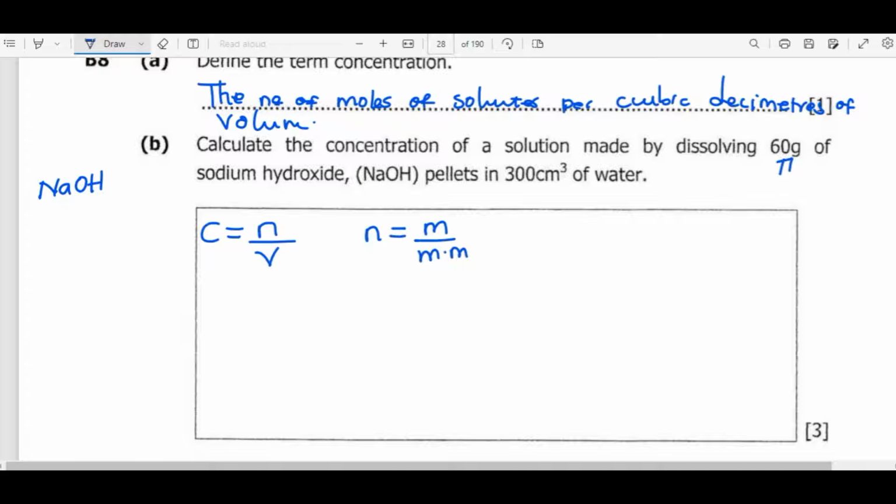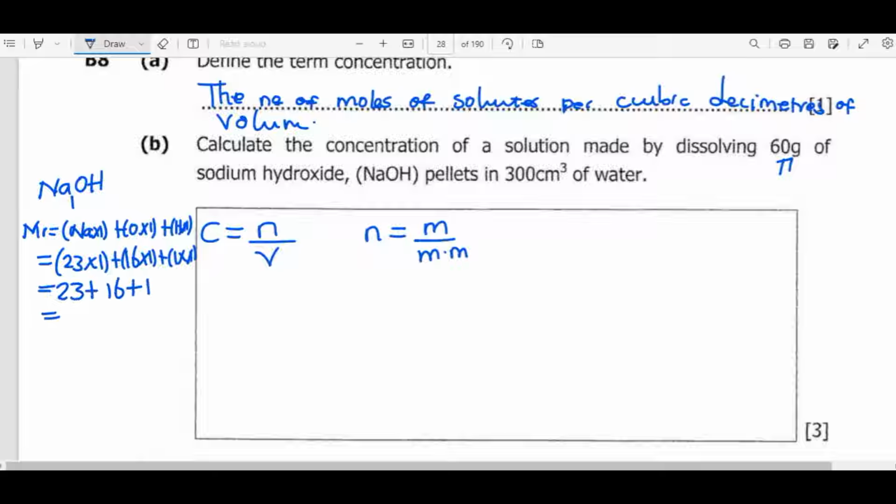Right, so Mr is equal to, we have 1 atom of sodium, so Na multiplied by 1, O times 1, plus hydrogen times 1. The mass number for sodium is 23 multiplied by 1, 16 times 1, 1 times 1. 23 times 1 is 23, plus 16 plus 1.